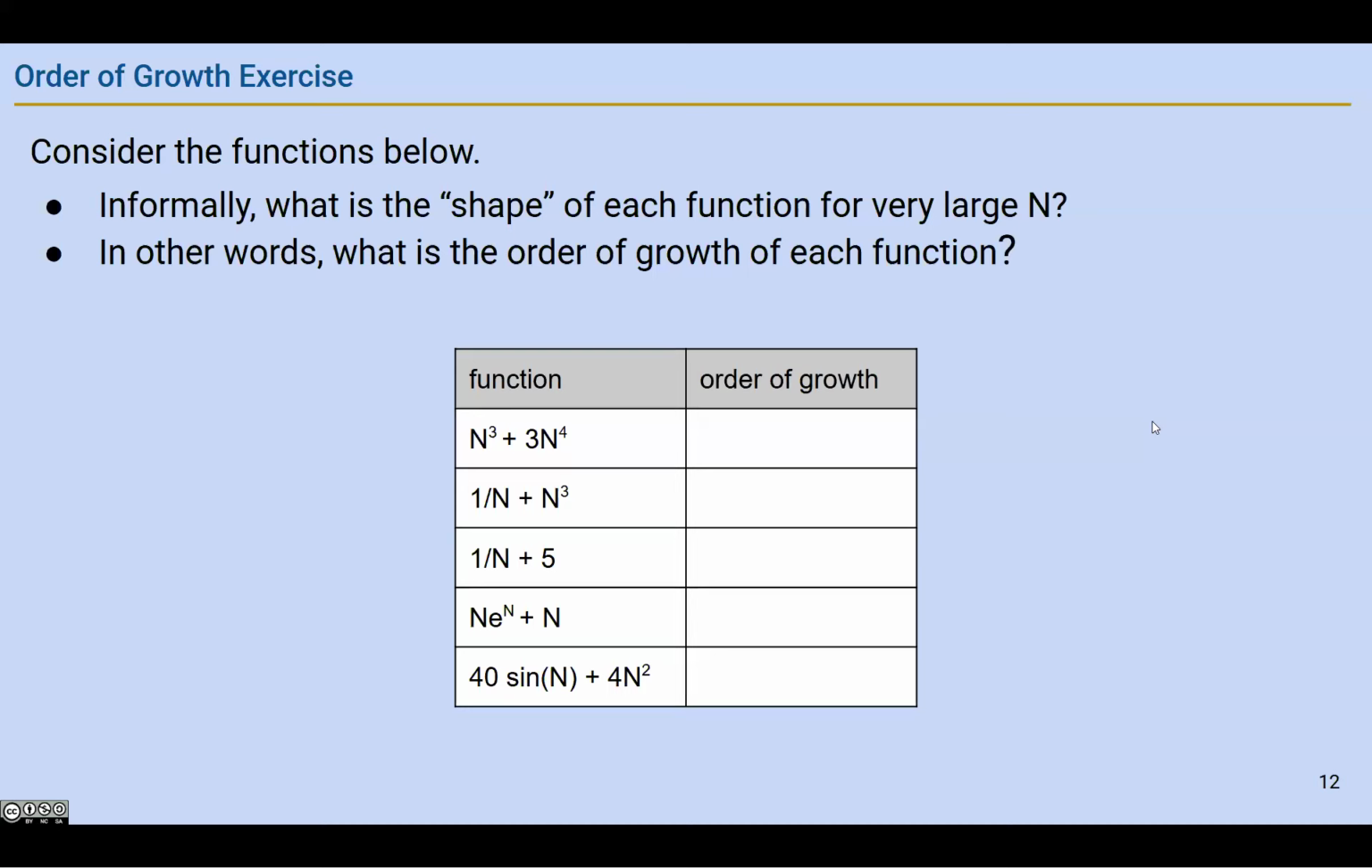Yeah, you are correct that if it was an arithmetic sequence, then it would be quadratic. Yeah. I would say it's n to the fourth too. We don't have yet a way to prove that, but I would say that that seems like a reasonable assumption. What about the second one? 1 over n plus n cubed? N cubed? Yeah. What about 1 over n plus 5?